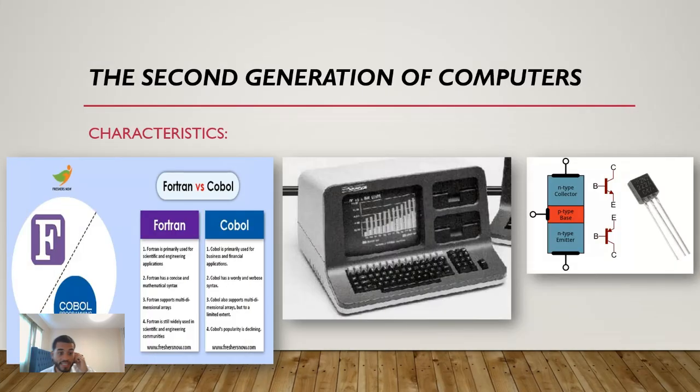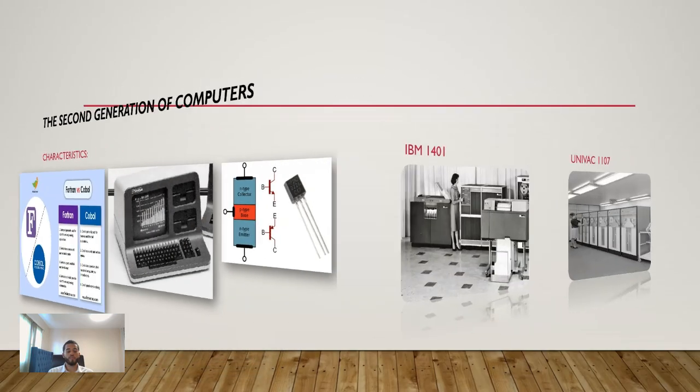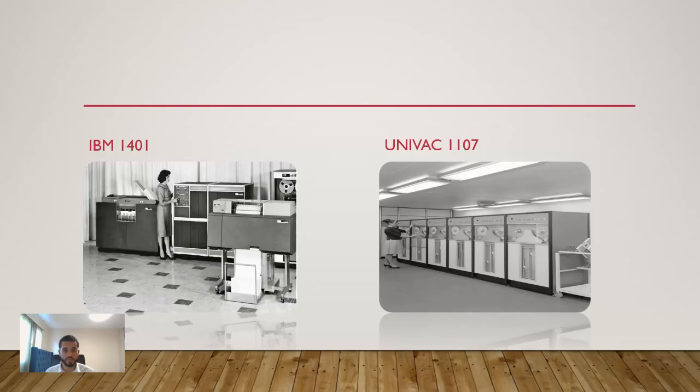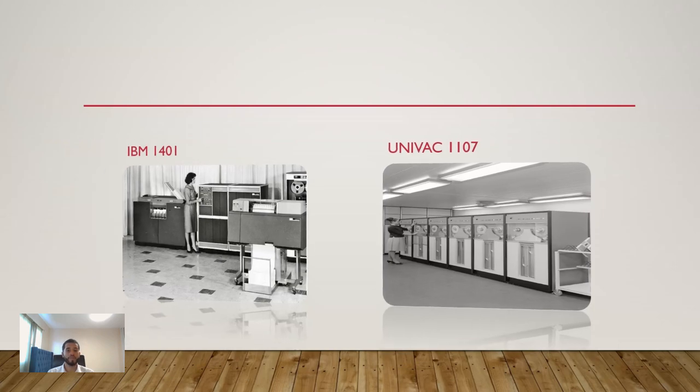Now, the second generation changed the game completely because they used transistors, which replaced vacuum tubes. Transistors were smaller, faster, and cheaper to produce than vacuum tubes. In this generation, computers reduced their size thanks to the transistors, and they used assembly and started using early high-level programming languages to execute instructions, such as Fortran and COBOL. Two examples of computers of this generation were the IBM 1401 and the UNIVAC 1107.